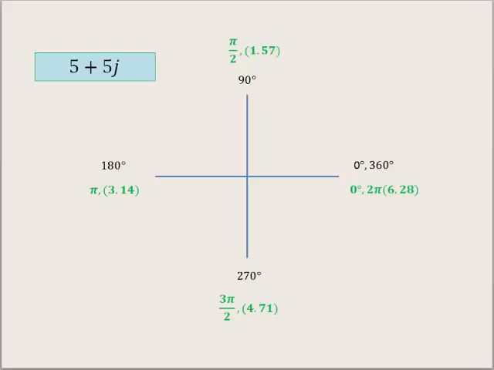All right, I've got one for you. This is 5 plus 5j. Stop the video and try and find this point on this graph. And then take a look at the website for the solution.